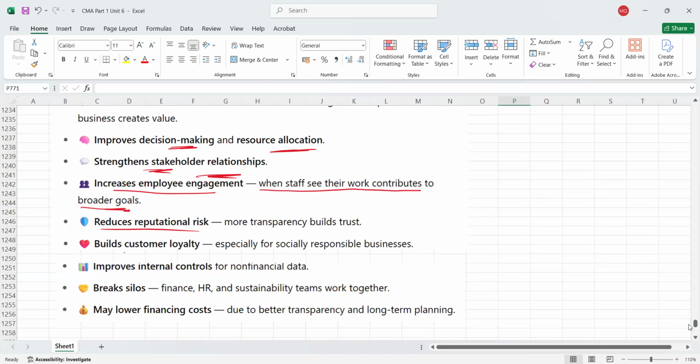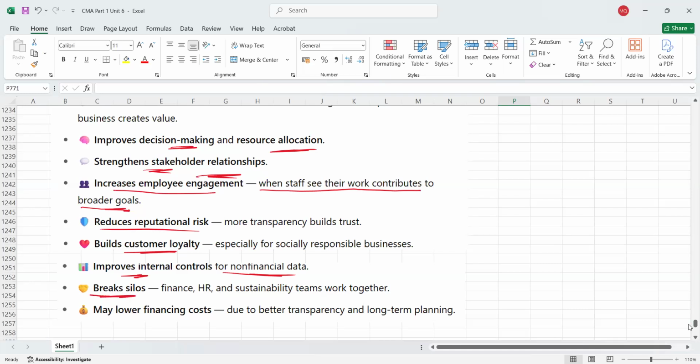So it can build customer loyalty also, because nowadays some customers are very environmentally conscious. They would like to buy only those products which are environmentally friendly. If your company is doing something better for the environment, it can enhance customer loyalty with your products. Okay, then ESG can also help you improve internal controls, especially for non-financial data, because you are trying to disclose non-financial information also.